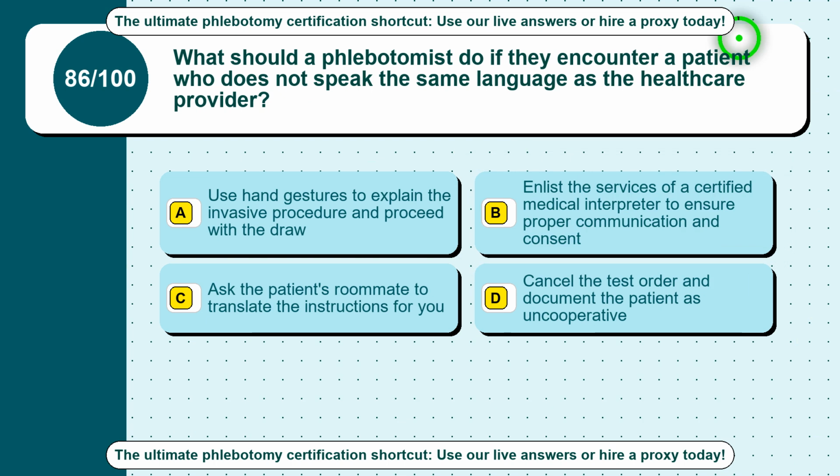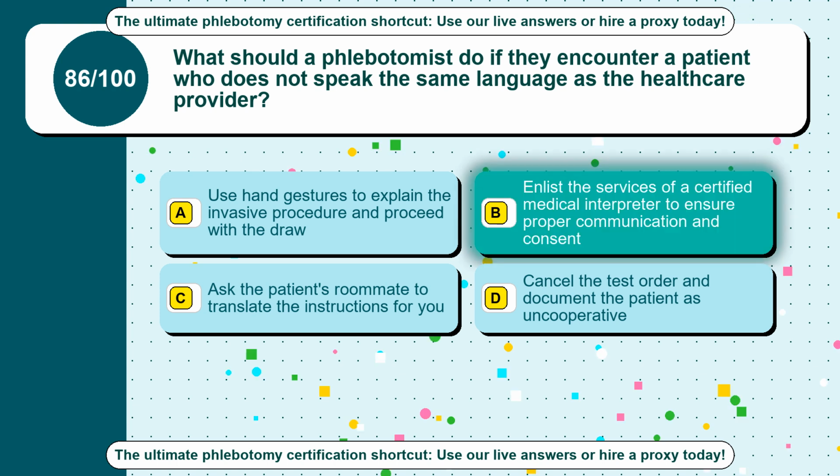Question 86. What should a phlebotomist do if they encounter a patient who does not speak the same language as the healthcare provider? Option A, use hand gestures to explain the invasive procedure and proceed with the draw. Option B, enlist the services of a certified medical interpreter to ensure proper communication and consent. Option C, ask the patient's roommate to translate the instructions for you. Option D, cancel the test order and document the patient as uncooperative.